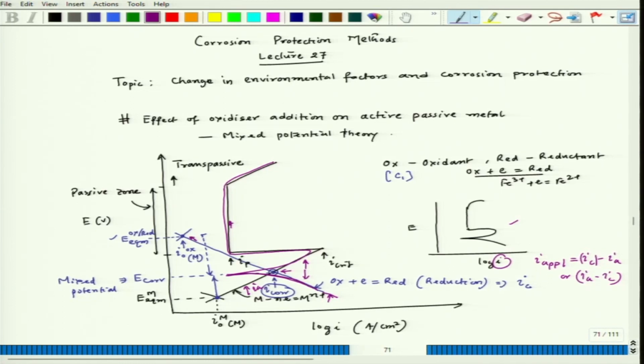And here we are intentionally forcefully taking the potential from this corrosion potential to above corrosion potential or below corrosion potential, and that can be done in a potentiostat. But if we do not have an external power source, the system will remain at I corr.